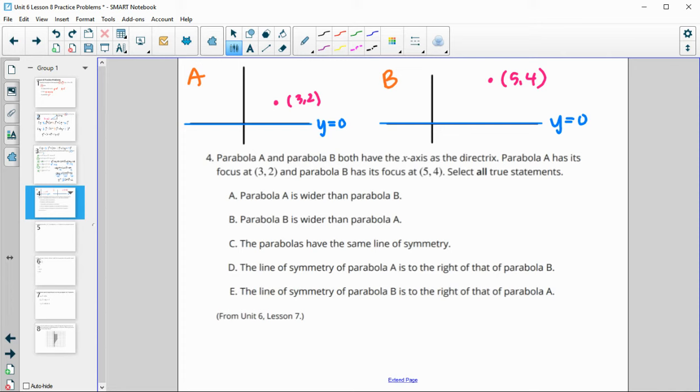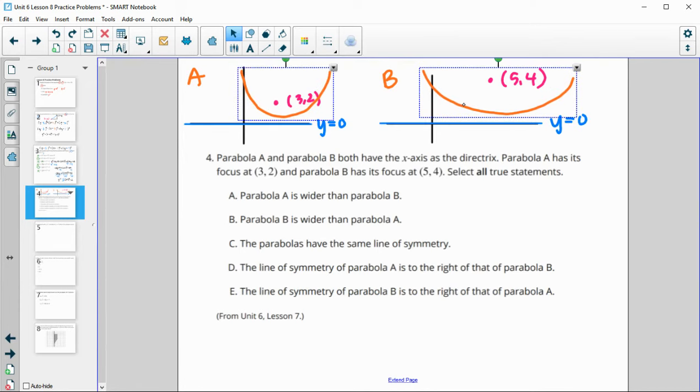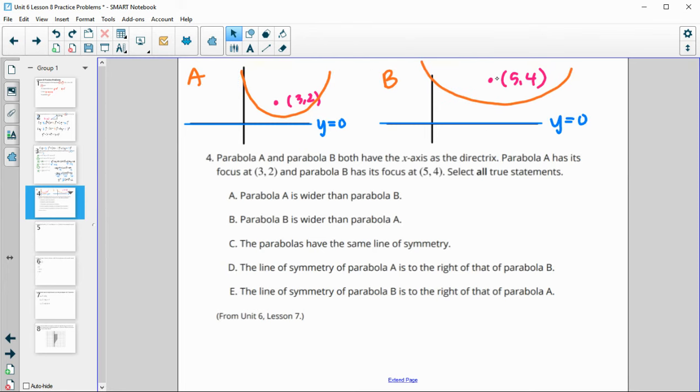So parabola A is wider than B, or B is wider than A. So remember, the further the focus is from the directrix, the wider the parabola is. So this parabola here is going to be narrower than this one, since the distance from this focus to the directrix is 4 units, and this one is 2. So B's parabola will be wider. So B is wider than A.